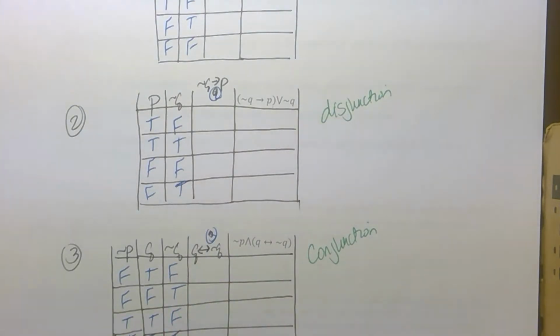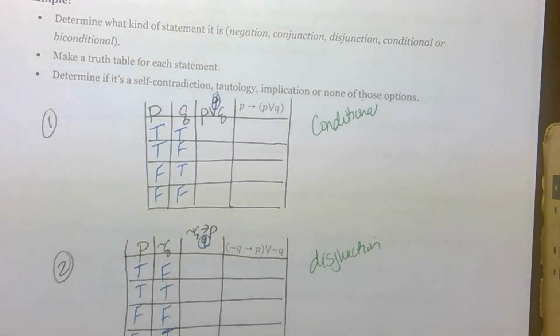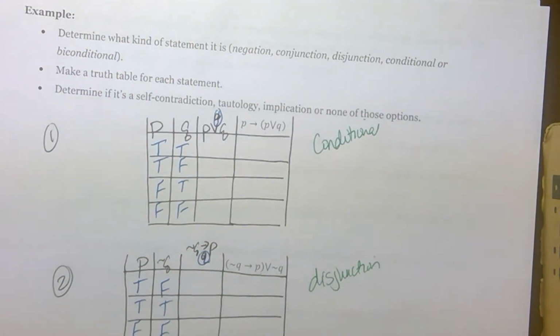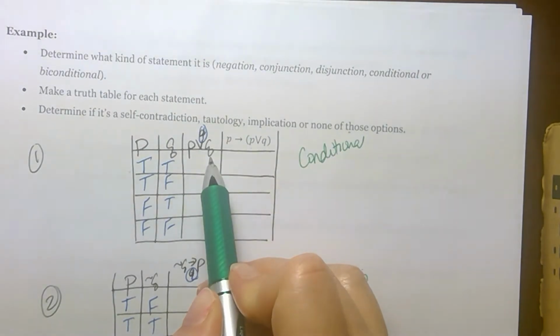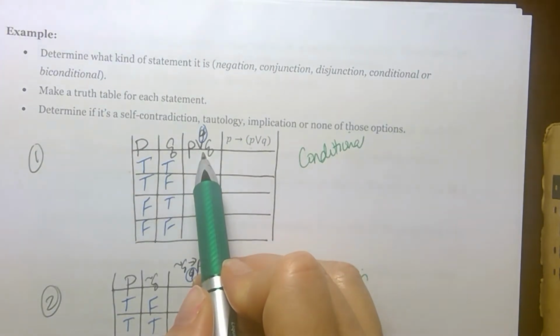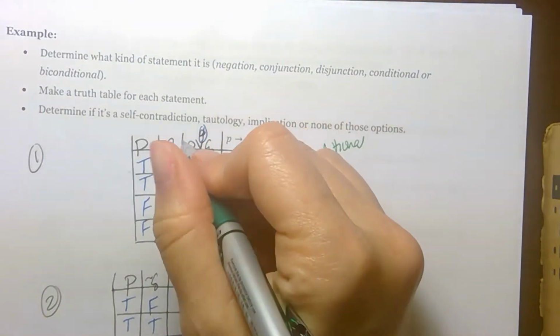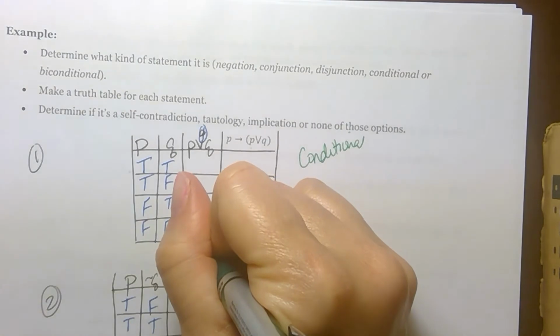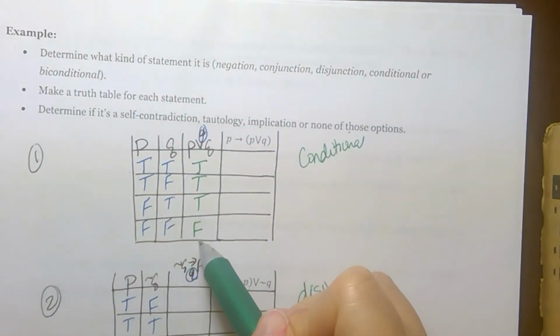And then all the rest of the columns I have are compound columns and conditional columns. So let's go through and do some of those. So to get P or Q, remember that's a disjunction. It means if at least one of them is true, then that compound statement is true. So all the cases except the last one are true here because they have at least one true statement.